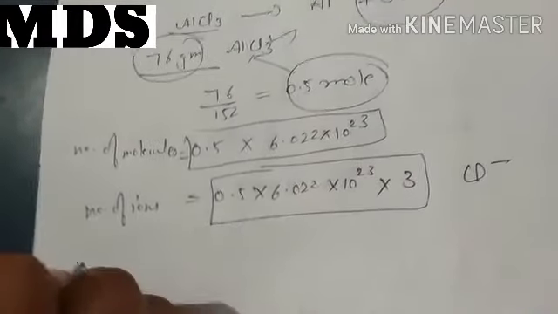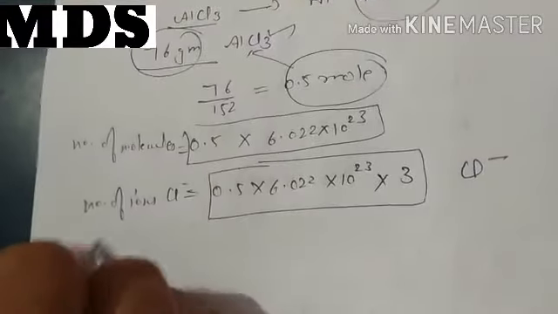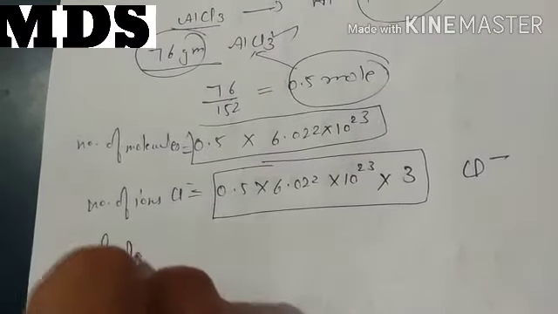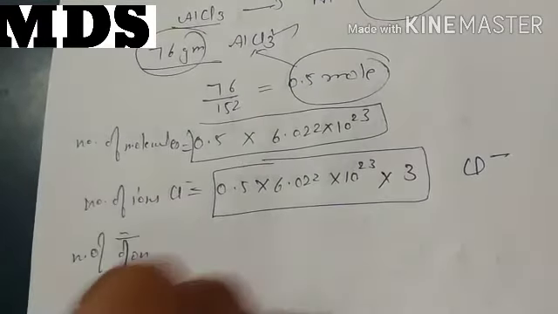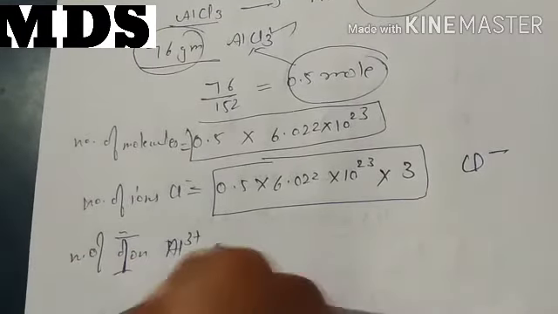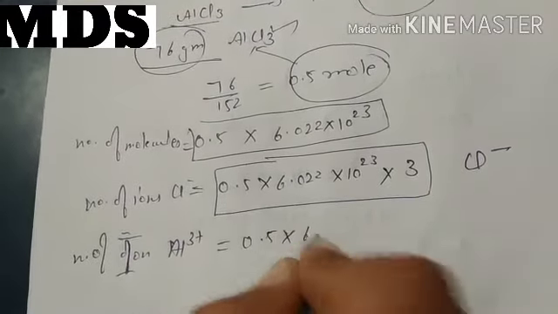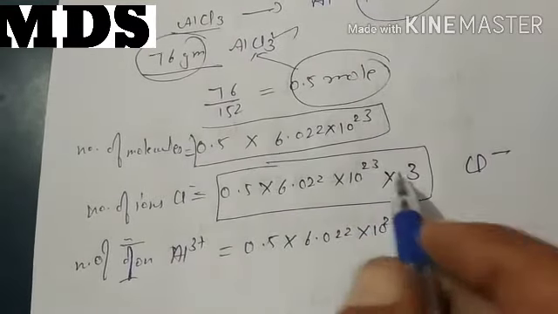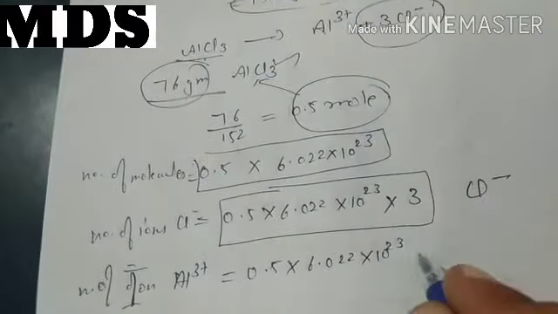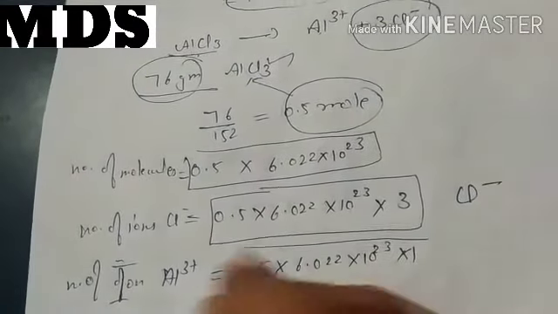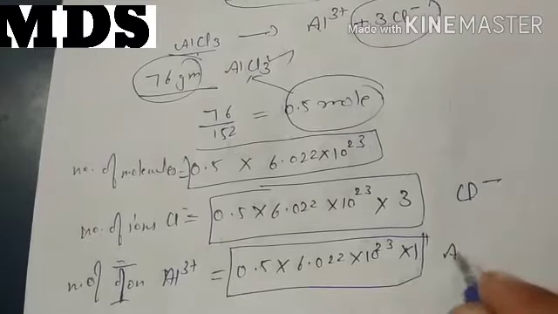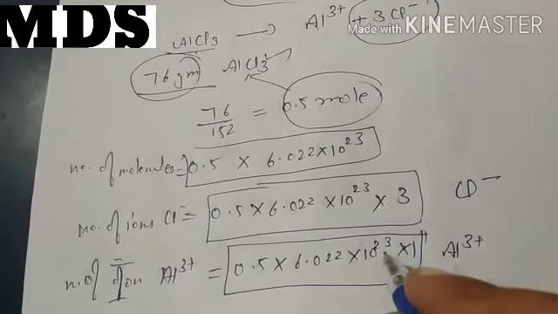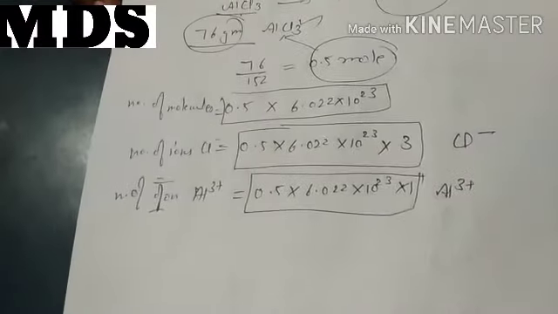But if you go for the number of ions of aluminium, you know that the number of molecules is this one, and the number of aluminium ions given by one molecule is 1. So you have to multiply it by just 1, meaning the same number of aluminium ions is given by the 76 gram of AlCl3 here.